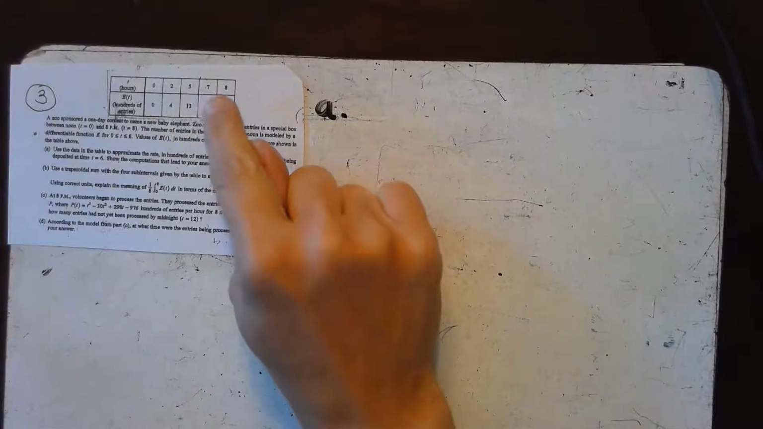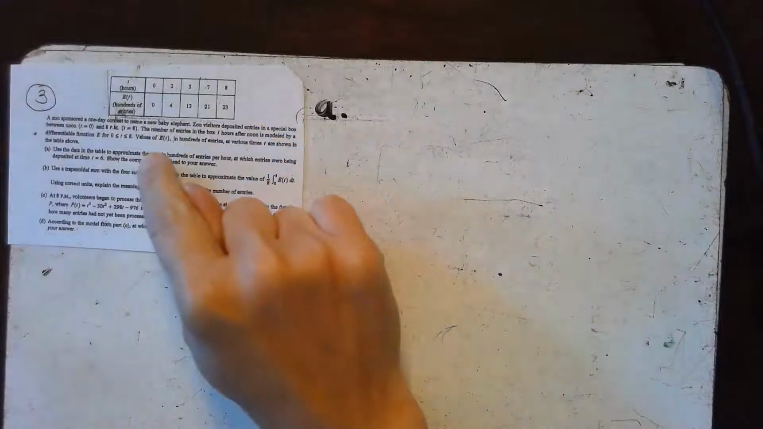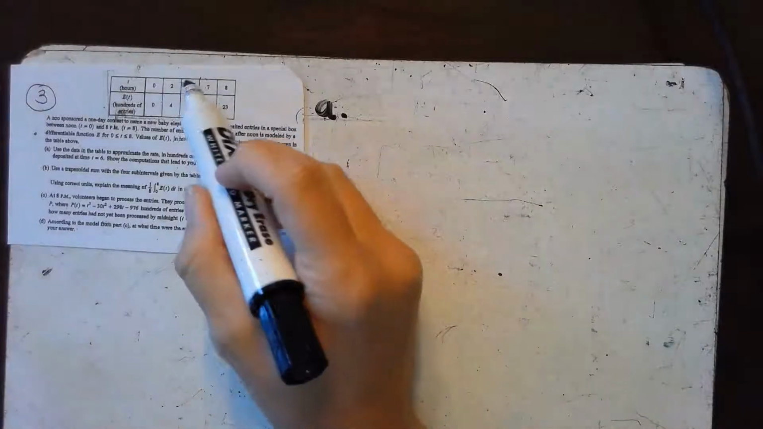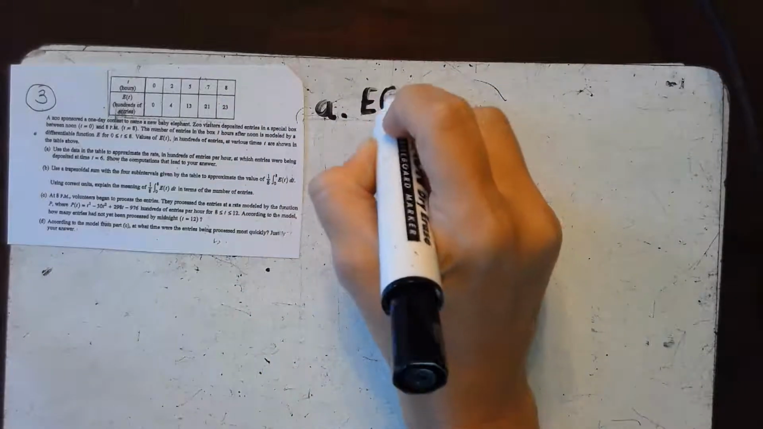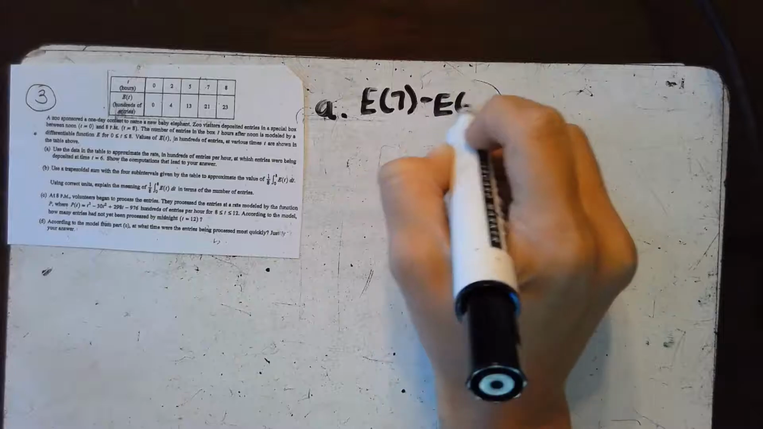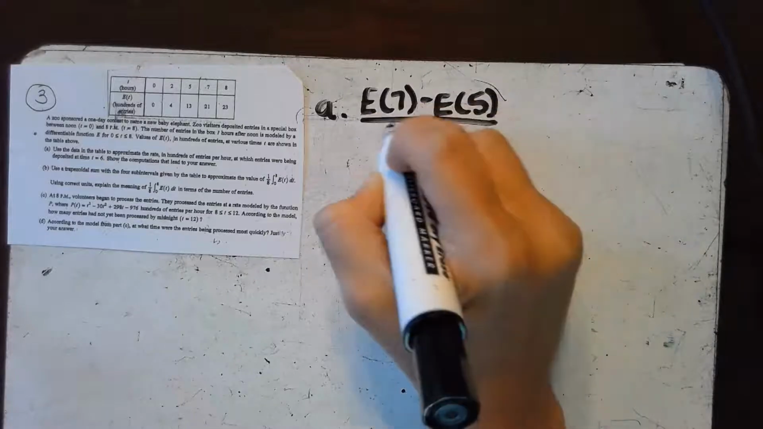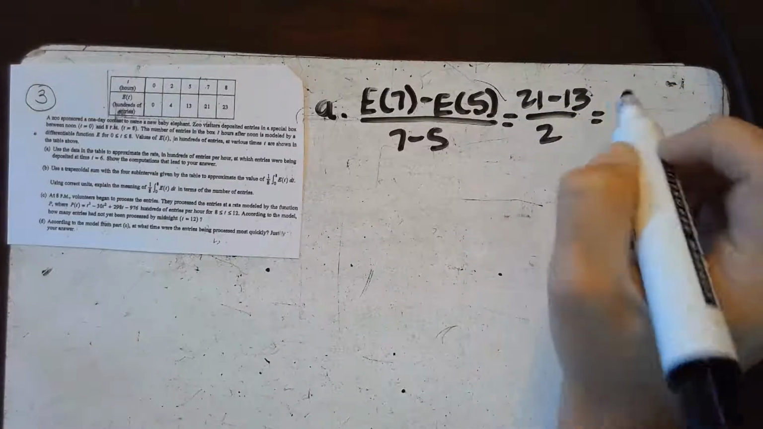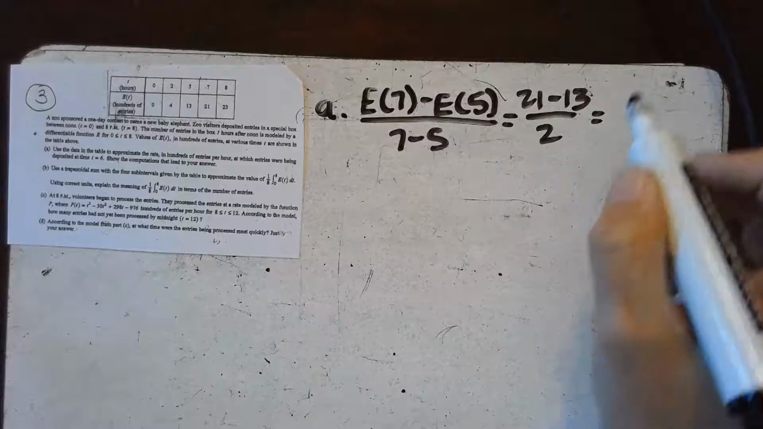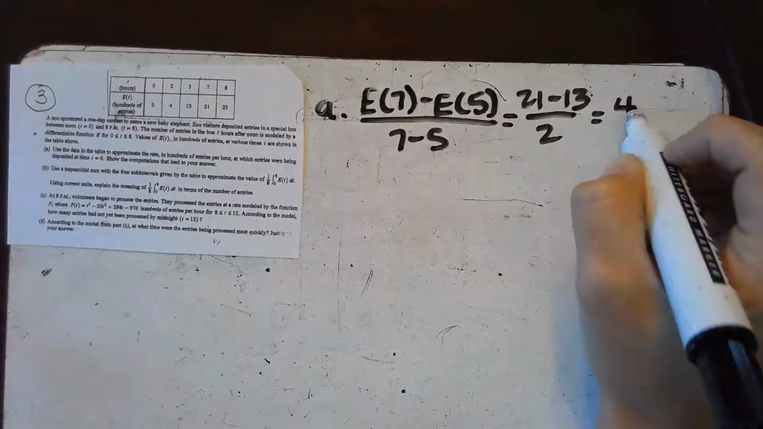Now, if you notice, we don't have 6 here, and they're looking for a rate. Rate is basically the entries over the time. So if I want to approximate it at 6, find where 6 is in the middle. It's in the middle of 5 and 7. So we want to do E of 7 minus E of 5 over 7 minus 5. So this is going to be 21 minus 13 over 2. And I end up with 8 over 2, which is 4.